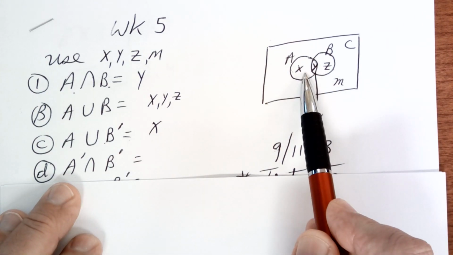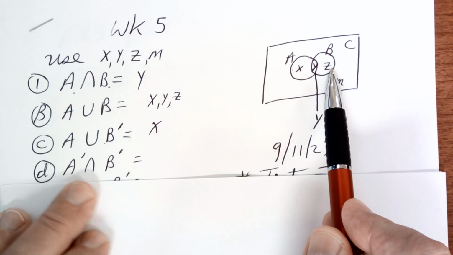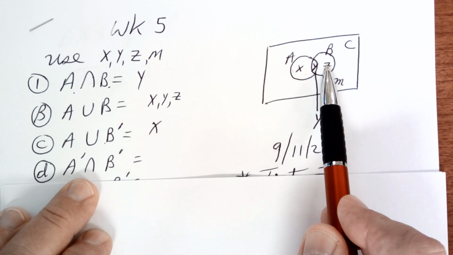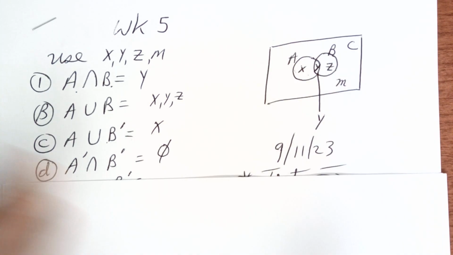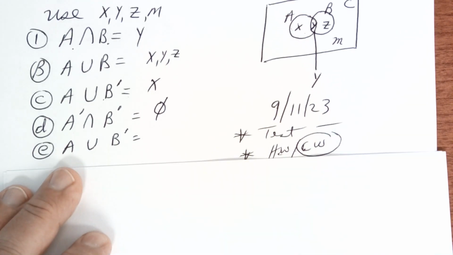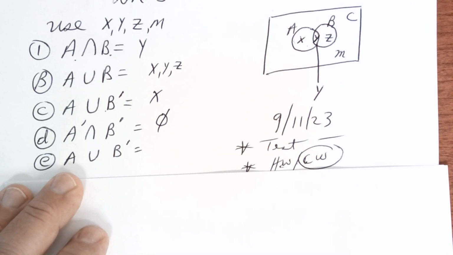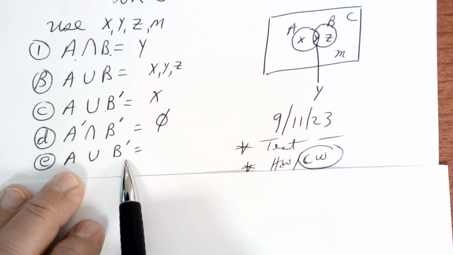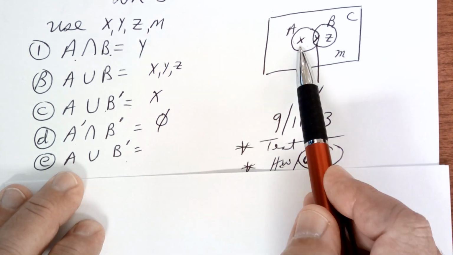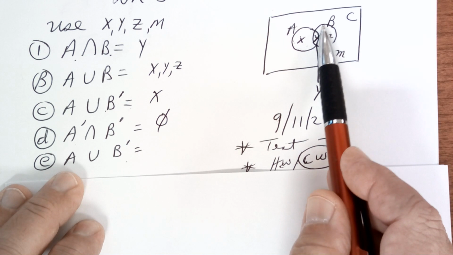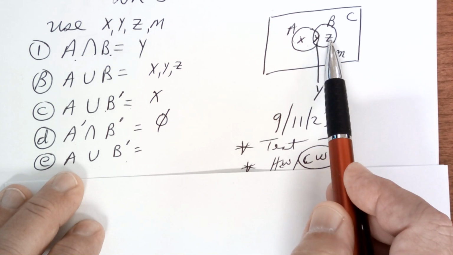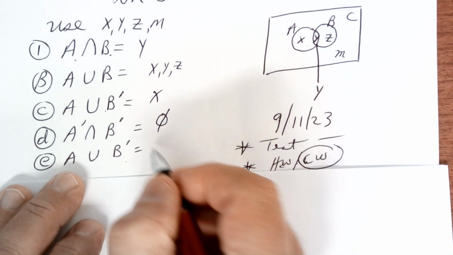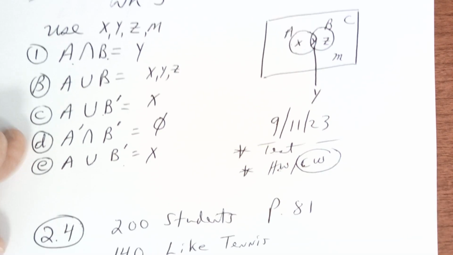Not A, not B in the intersection. Well, if it's not A and not B in the intersection, there would not be an intersection. A union B or A union not B. So A union not B. If you can't use B, you can't use Y and Z. So it would have to be X. All right, let's go on.